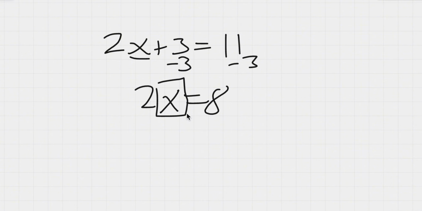Well, if we remember what I just said, we need to do the inverse operation of what's happening to x. And since we're multiplying 2 times x, the opposite of multiplying is going to be division. So if we divide both sides by 2, this will cancel out the 2 on this side, and then 8 divided by 2 is going to be our answer, or 4.